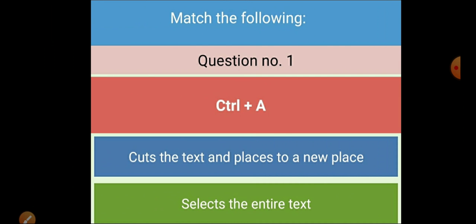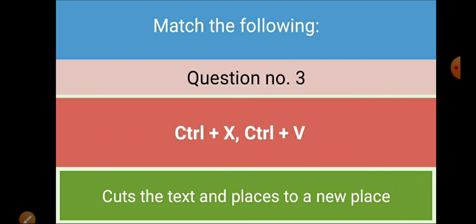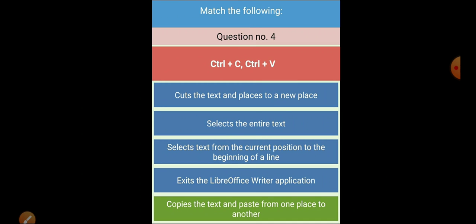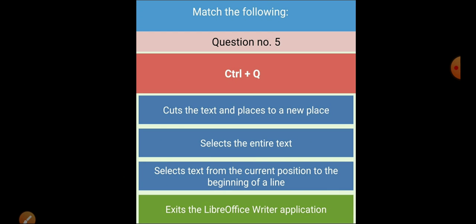Control A. Control A will select the entire text. Shift Home. Shift Home will select text from the current position to the beginning of the line. Control X, Control V. Control X will cut the text, Control V will place it in the new place. Control C, Control V. Control C will copy the text and Control V will paste from one place to another. Control Q will exit the LibreOffice Writer application.